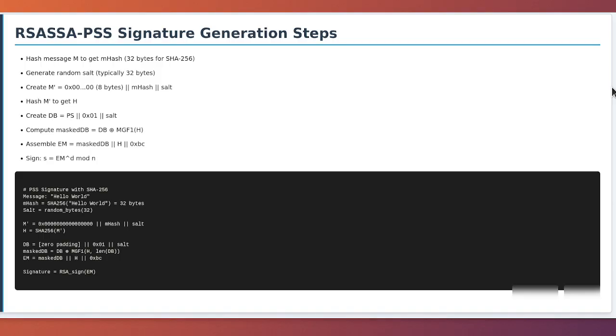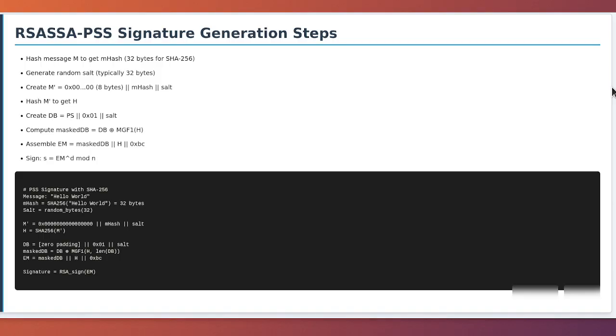This starts by hashing the message with your chosen hash function, for example SHA-256, to get M hash, which is 32 bytes. Generate a random salt value, typically also 32 bytes for SHA-256, using a cryptographically secure random number generator. The salt length can be up to hLen bytes, and longer salts provide better security, but result in larger encoded messages.